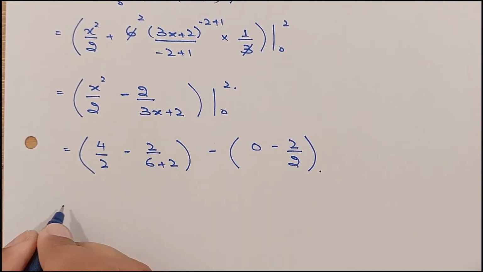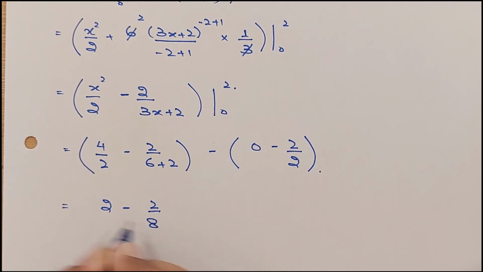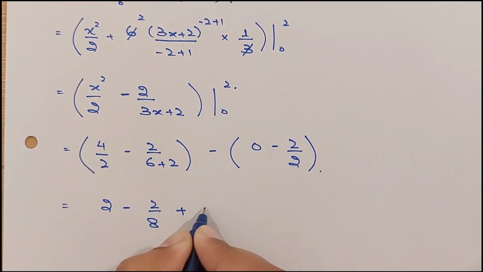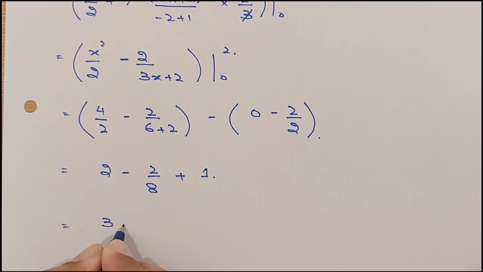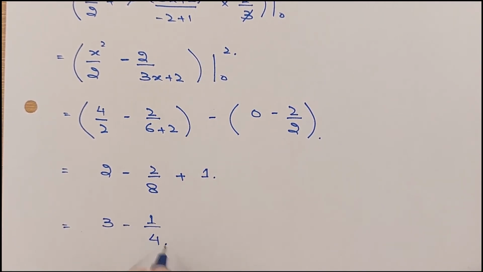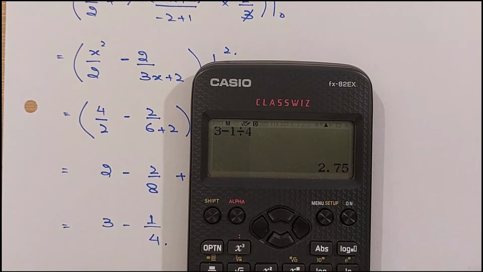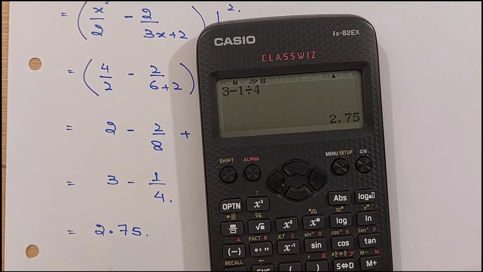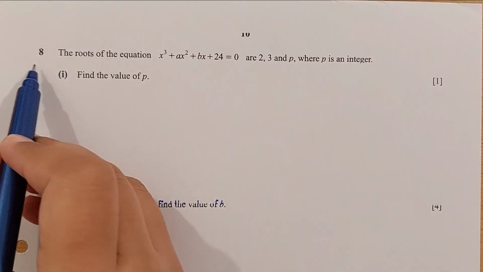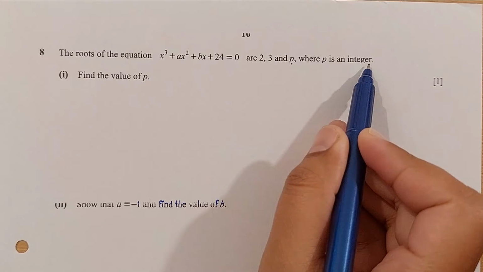Well, this is just 0. So this is 2 and minus 2 by 8 and plus 1, right? 2 plus 1 is 3, 3 minus 1 by 4, right? 3 subtract 1 by 4, this is 11 by 4, 2.75 is the shaded area, square units. Question number 8, the roots of the equation are 2, 3 and p, where p is an integer.